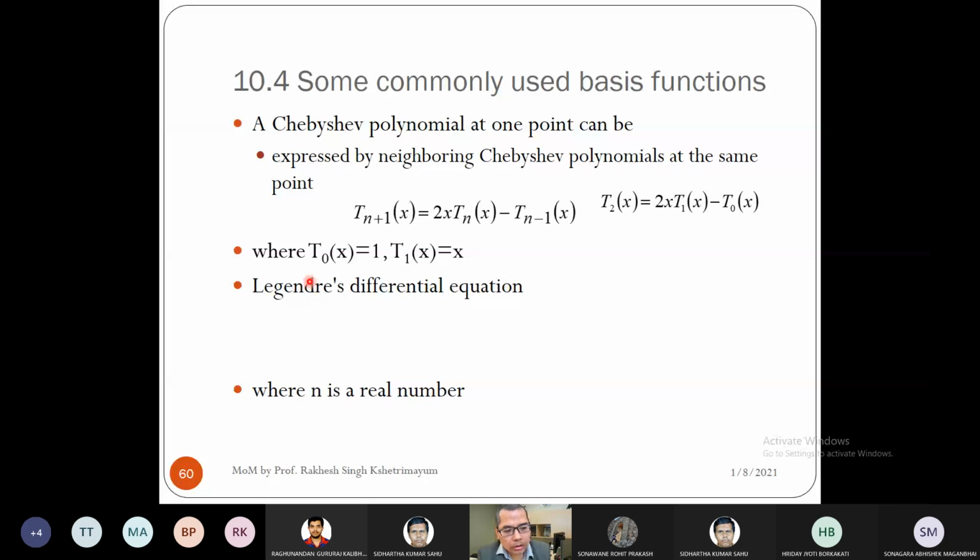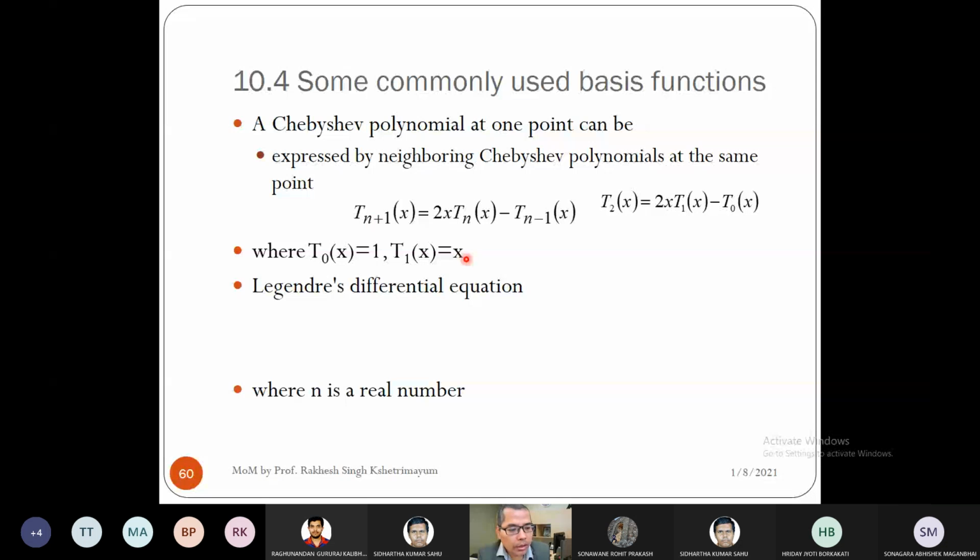Chebyshev polynomials are usually denoted by Tn. So if I want to find Tn plus 1, I use the values of Tn and Tn minus 1. I multiply Tn with 2x and subtract Tn minus 1, then I get Tn plus 1. So if I just have T0(x) and T1(x), then I can find all the values of Tn for any value of n greater than 1. T0(x) is 1, T1(x) is x.